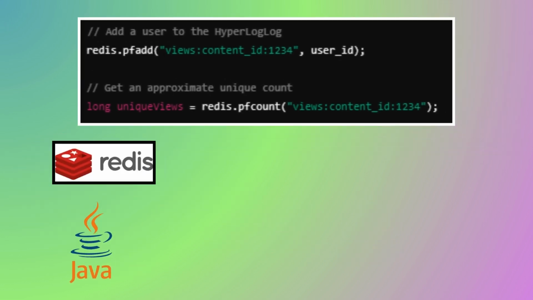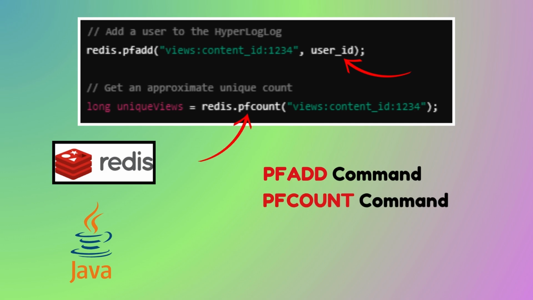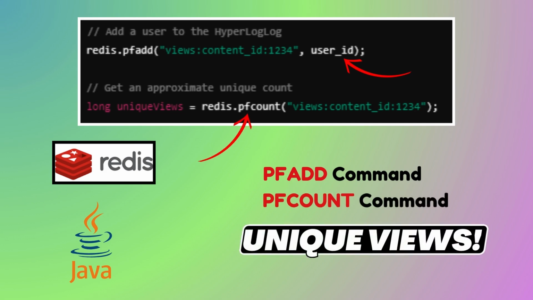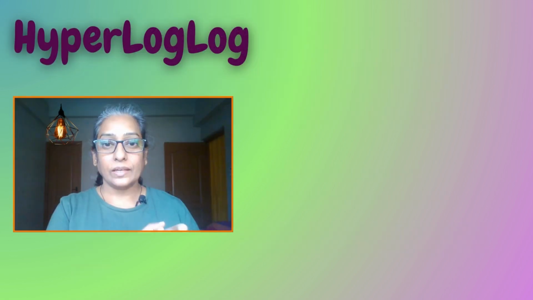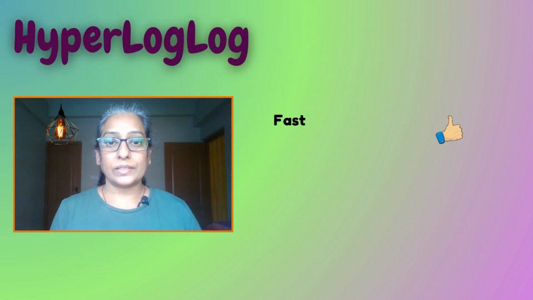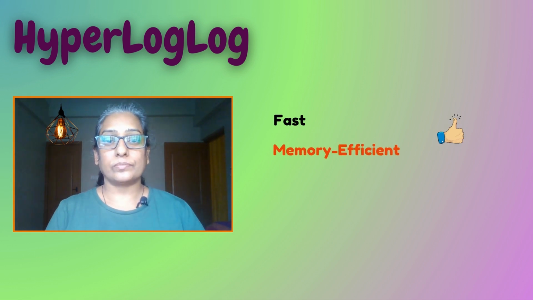Each time a user views a piece of content, the user's unique identifier like their IP address, user ID or session ID is added to a Redis HyperLogLog structure using the PFADD command. At any point, the PFCOUNT command can be used to estimate the number of unique users who have viewed the content. HLL is fast. It is memory efficient.